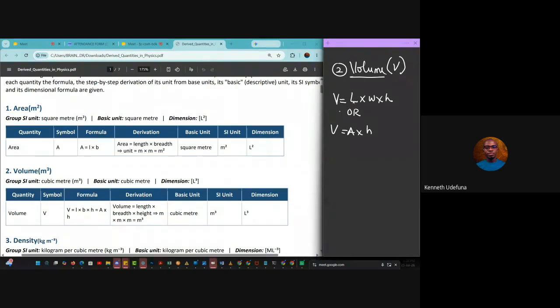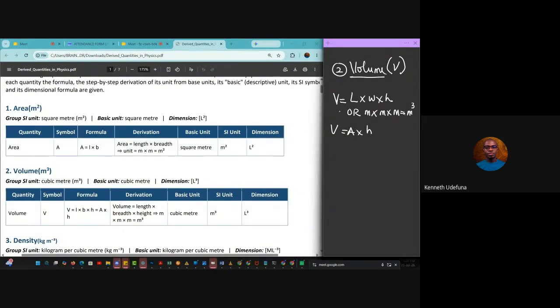Now, since we have it as length times width times height, what is the SI unit of length? Meter, times the SI unit of width, which is meter. The SI unit of height is another meter. And since they are all meter, meter times meter times meter will give me cubic meter or meter cube. Either I call it cubic meter or meter cube, so they are all correct.